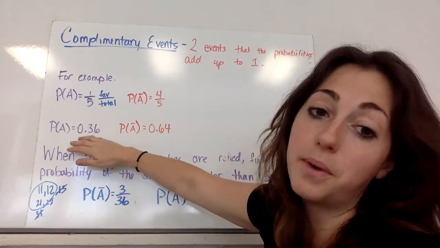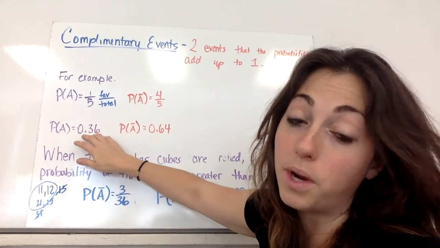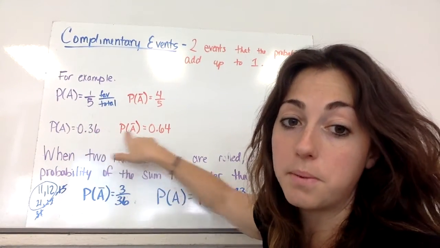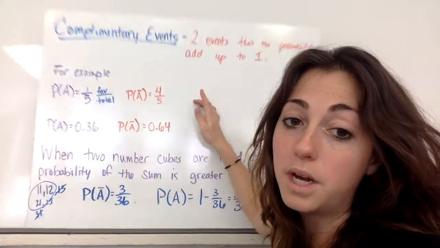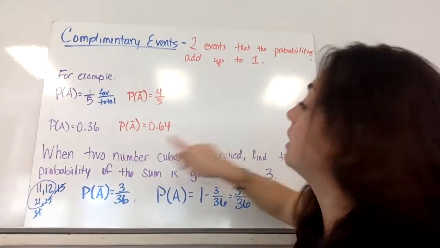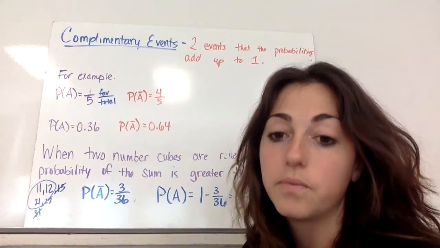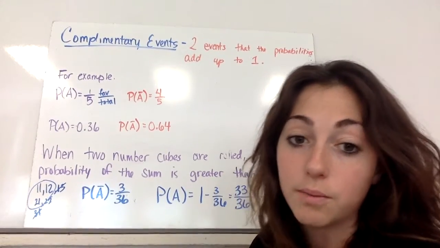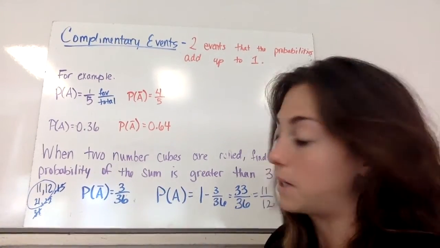Same thing if you have a decimal: the probability of A is 0.36, then the probability of not A is 0.64, because these two numbers add up to 1. So you do 1 minus 0.36. Or you think, if this is out of 1 total, like 36%, what's left? 64%. Well, that's 0.64. All right, and these are the kind of questions I'm going to expect you to know.